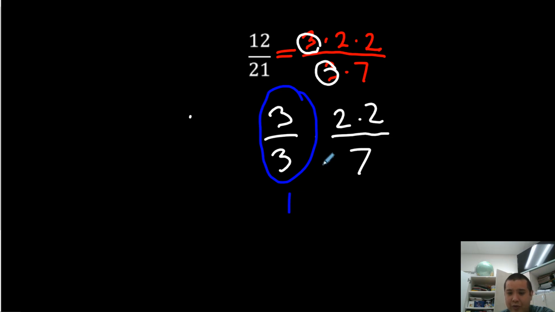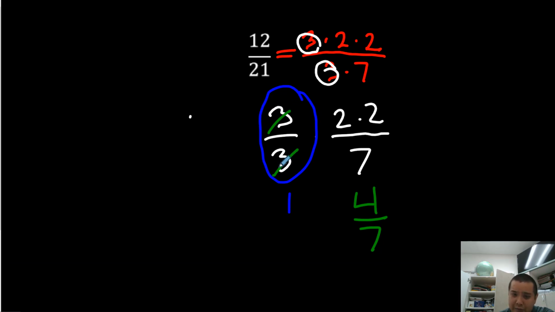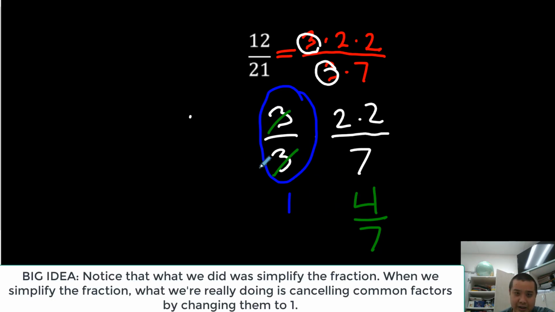So when we multiply by 1, we don't really care about that. So we just get rid of it. And what we're left with in the numerator is 2 times 2, and that's 4 over 7. This process right here, where we get rid of these common factors, the factors that we have both at the top and the bottom because they end up being multiplying by 1, is called canceling.